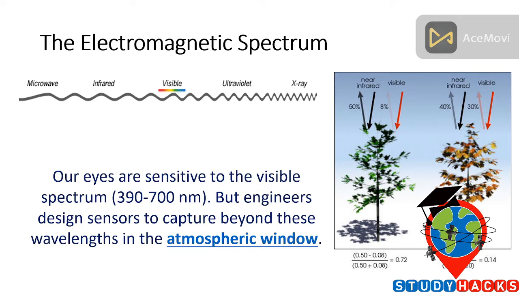Mainly vegetation reflects more green light, so it reflects 50%. This other one is not green, it's another color, so it reflects only 40% in this near infrared band.